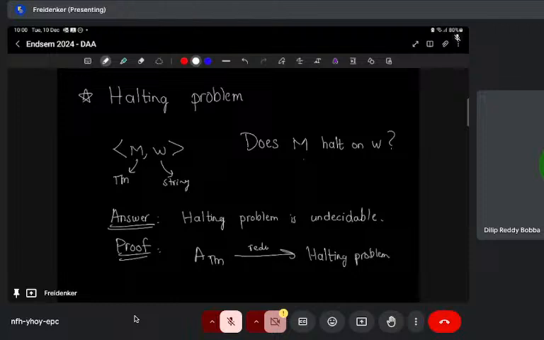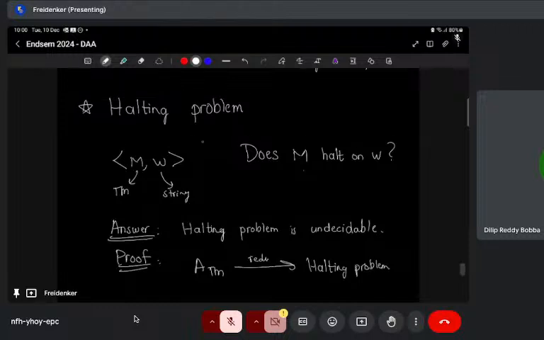I will think about this if I find some notes on this. I mean, write some notes on this. I will think about this later. Fine, it's 10 now. I have to leave. So the halting problem is essentially this: you have an input. The input is a Turing machine, comma, some string.